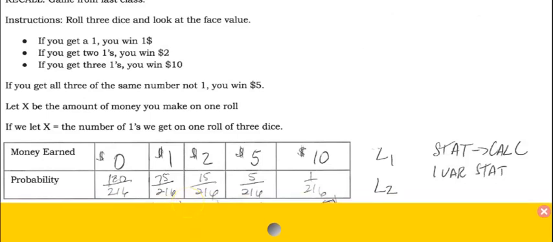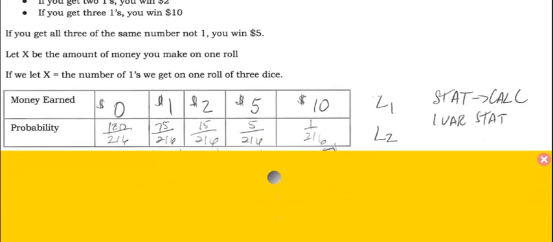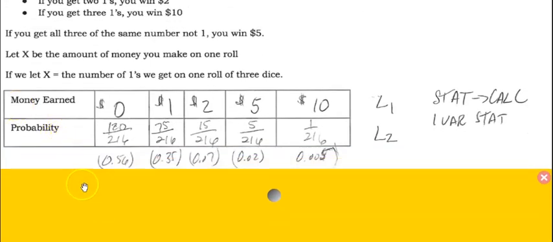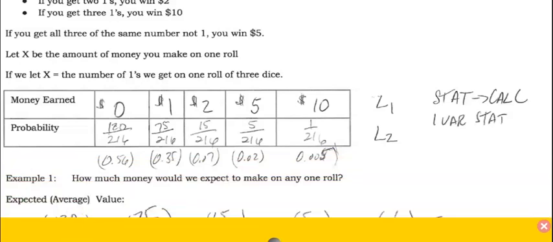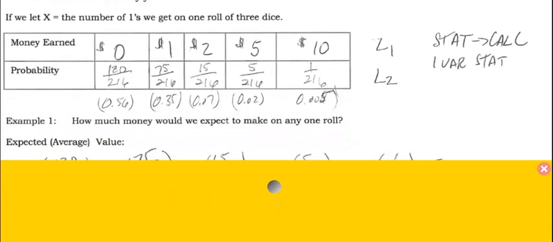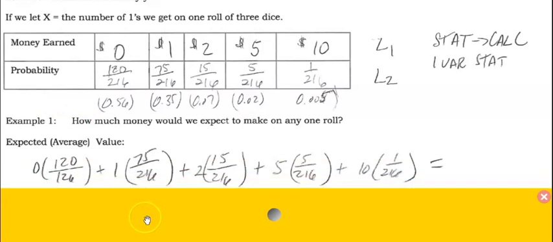Everyone should have a calculator because today's lesson is calculator intensive. If not, pause the video and make that magic happen. We're going to talk about expected value today. To find that, we are going to multiply the possible money earned times its probability.